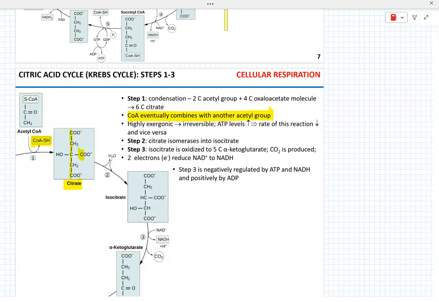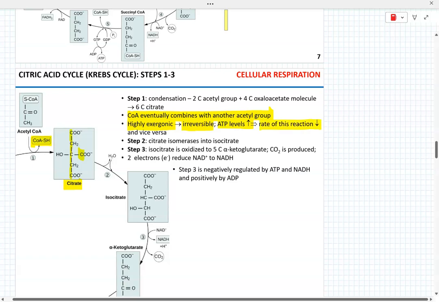The reaction of citrate formation is very exergonic and therefore irreversible. It is regulated by ATP levels. When ATP levels rise, the rate of this reaction slows down, and therefore the rate of Krebs cycle and the rate of aerobic respiration slow down as well.